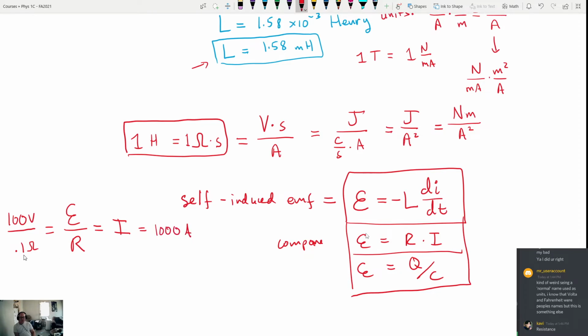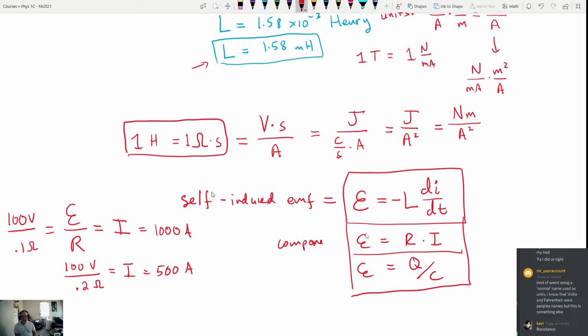But if I were to double the size of the resistor, if I took 100 volts and I hooked it up to a resistor that was 0.2 ohms, so twice as big, now I get a current I that's only 500 amps. So what you could say a resistor does is that for a given EMF, the size of the output current is going to depend on how much resistance there is in the circuit. The more resistance, the smaller the current. That's a very simple thing to understand. You put more resistance in, you get less current out.